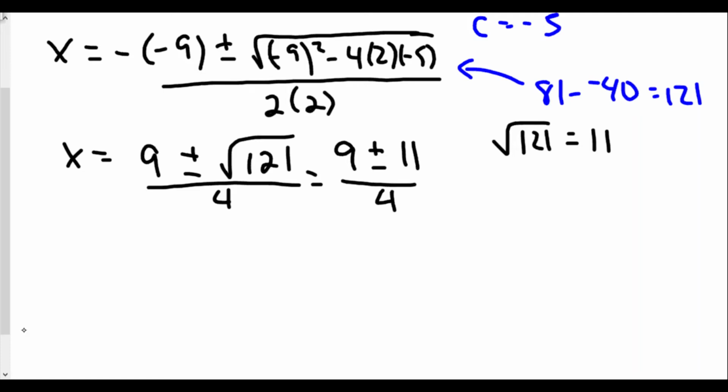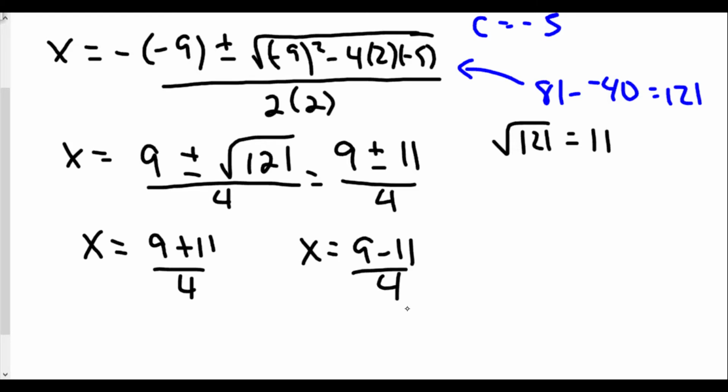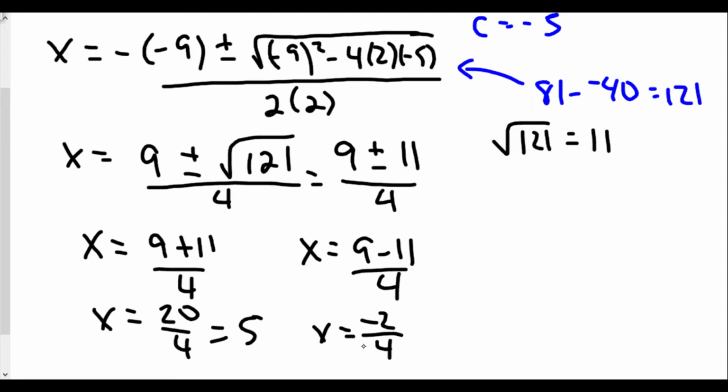Okay, we can't leave it this way though. We do want to separate them. So we have x is equal to 9 plus 11 over 4, and x is equal to 9 minus 11 over 4. Okay, so 9 plus 11 over 4 is the same as 20 over 4, which is equal to 5. 9 minus 11 is neg 2 over 4, which means x equals negative 1/2. So our roots here are x equals 5, x equals negative 1/2.